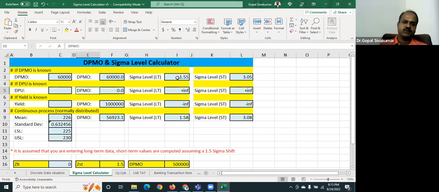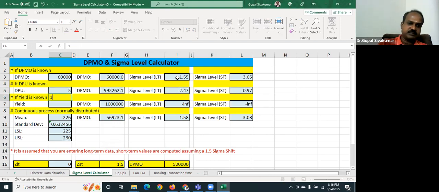If you know both, then this will also come. Let's say defects per unit is 65, which is too high. Once I give defects per unit, since this is too high, the sigma levels have become minus infinity. So let me give a smaller value. Defects per unit is 5, then also it is negative. 1, okay. All right, so this will be helpful for that purpose.